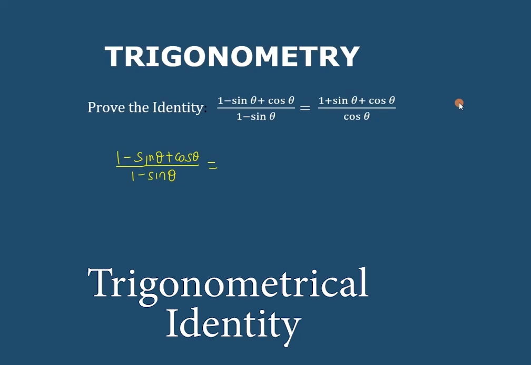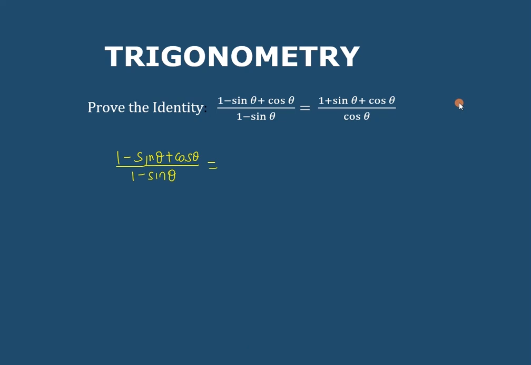Well, this one is another problem where they want us to prove an identity. As I told you in the last video, we must either start from the right and prove what is on the left, or we start from the left and get what is on the right. I prefer starting from the left, so we are going to have that what is on the left is equal to what is on the right. What is on the left is 1 minus sine theta plus cosine of theta divided by 1 minus sine theta.